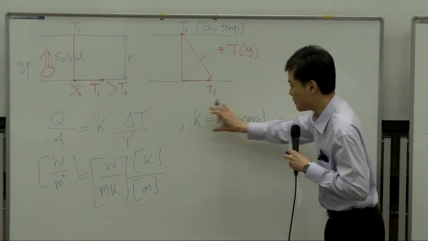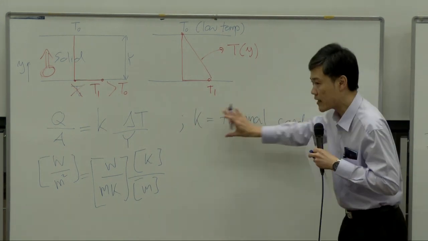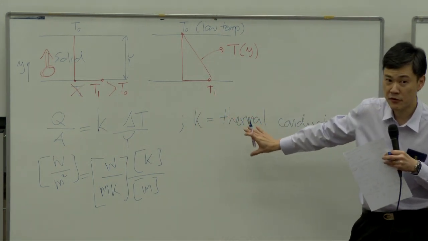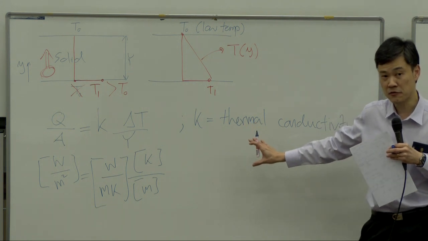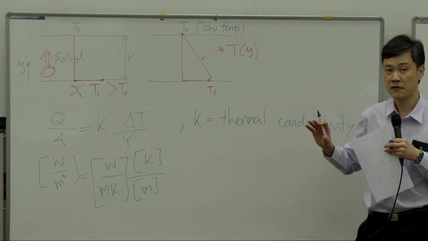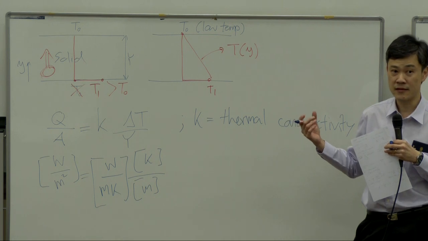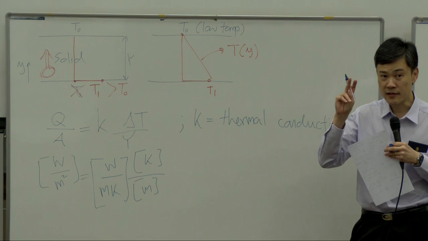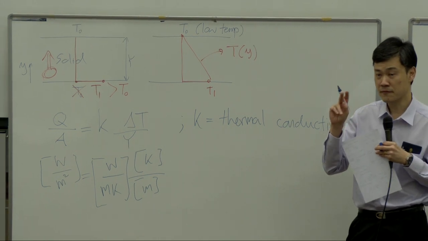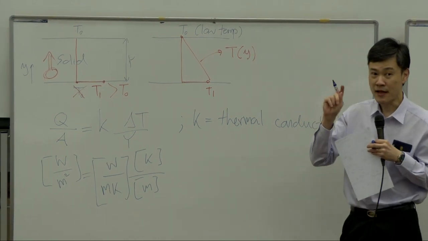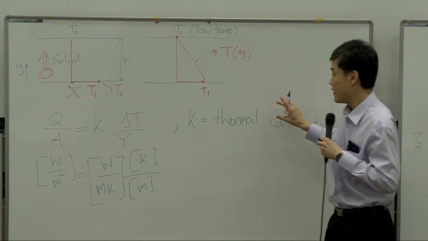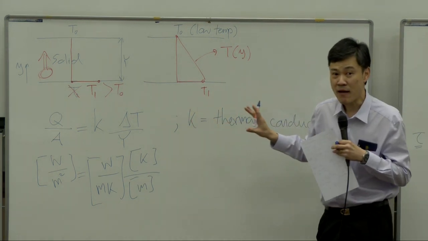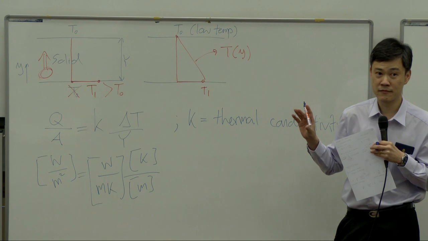Talk about K a little bit. Thermal conductivity is a characteristic property of materials. Different materials have different K. That's for sure. Okay? But there are two things that you need to be aware of. First, some materials have K depending on direction.